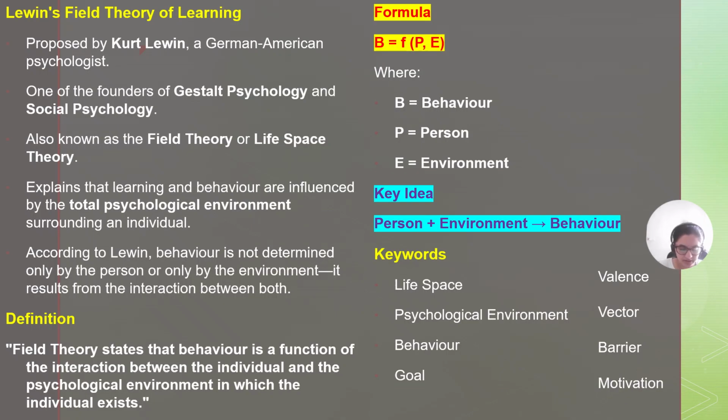Welcome back. Today I'm back with a new theory, that is Kurt Lewin's field theory of learning. This is proposed by a German American psychologist named Kurt Lewin. He's the founder of Gestalt psychology and social psychology. This theory is also known as field theory or life space theory.